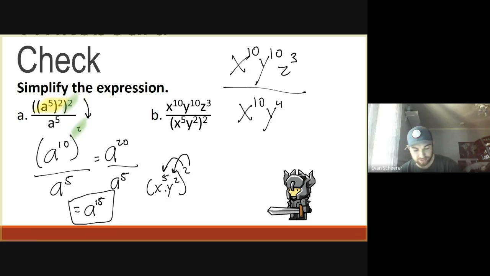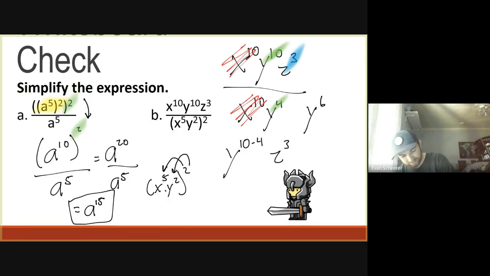Now, guys, notice x to the 10th and x to the 10th cancel out. So therefore, we are left with the 10 and the 4 right here. So the 10 and the 4 right there. And then this one by itself is just the 3. So what we're going to do, we have y to the 10 minus 4, z cubed, which is just y to the 6th, z cubed. And that's going to be your answer, guys. Y to the 6th, z cubed. The x is canceled out. The y subtracted, 10 minus 4 is 6, and z cubed stayed the same.